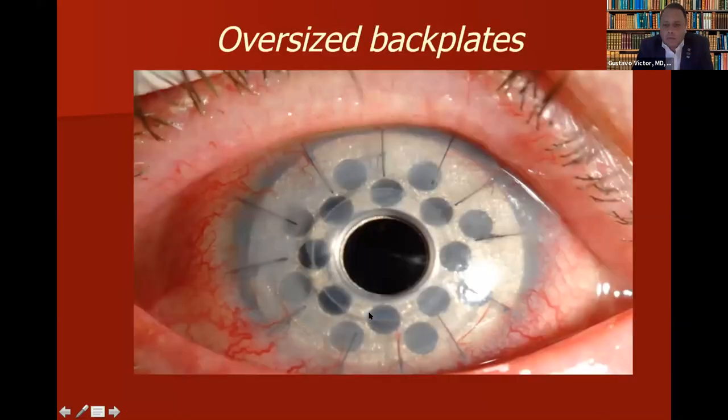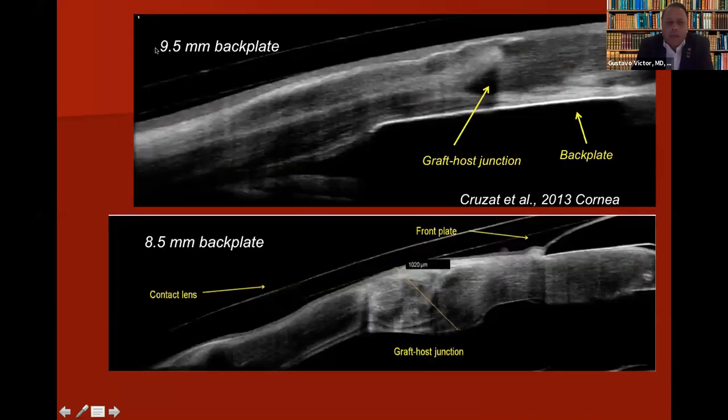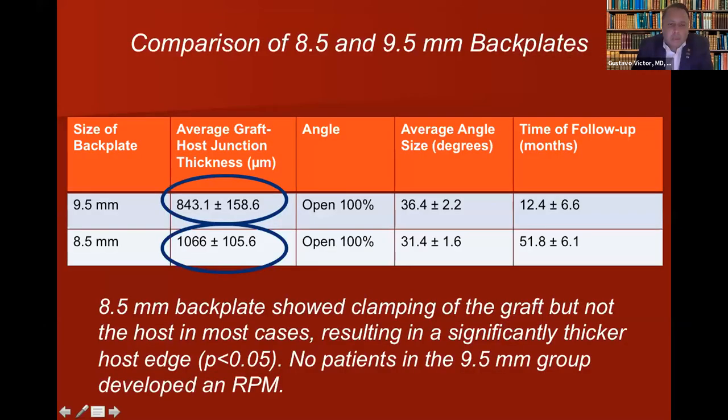But you can see that it's open here. It's very interesting, this slide shows a 9.5 millimeter back plate versus an 8.5 millimeter back plate. You can see that the area I showed in that slide, between the host and the donor cornea, is usually thicker with the 8.5 than the 9.5. Then these patients have more incidence of retroprosthetic membrane, as we show here: with the 8.5 millimeter diameter back plate, you can see a higher incidence of retroprosthetic membrane.